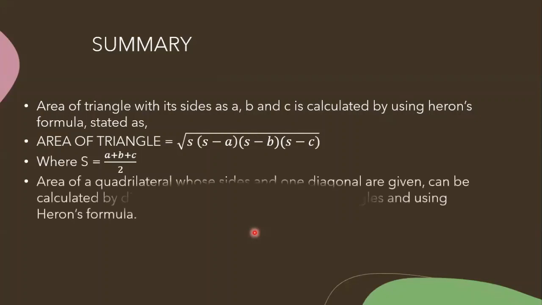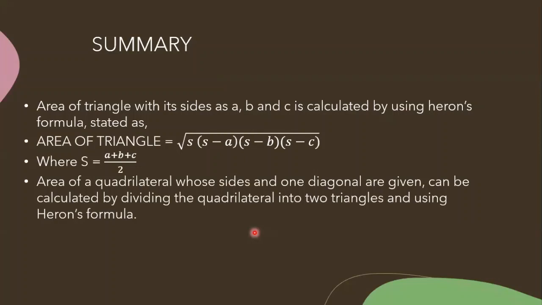Next we have learned that the area of a quadrilateral whose sides and one diagonal are given can be calculated by dividing the quadrilateral into two triangles and using Heron's formula. So here, if they are giving a quadrilateral, we draw a diagonal, make it two triangles, and find the area by using Heron's formula. So these are the points we have learned from this chapter. Anyone have doubt in this chapter, children?